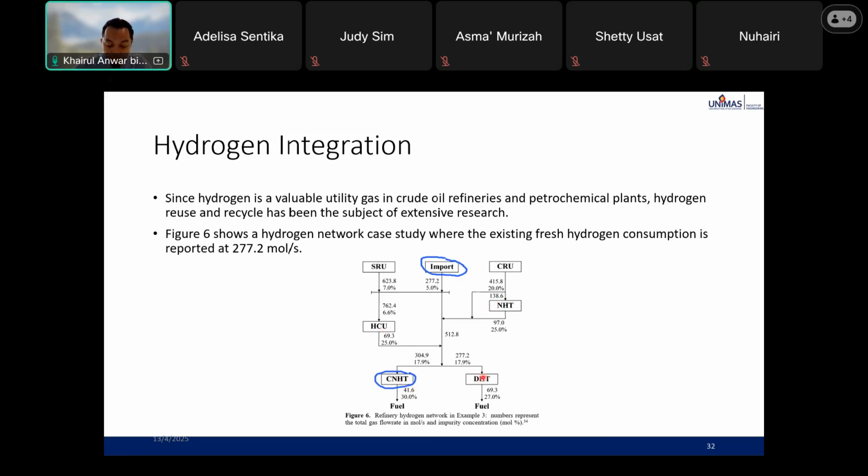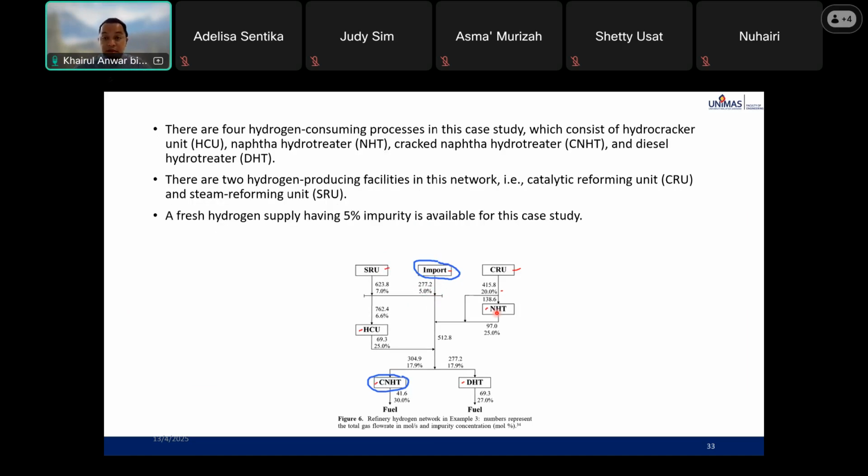There are 2 hydrogen producing facilities in this network. We have a catalytic reforming unit, CRU, and the steam reforming unit, SRU. So the import here, meaning the fresh hydrogen gas, is at 5% purity, which is impressive. It's a pure hydrogen gas. These are the internal hydrogen sources for the network, and their use is to be maximized before considering the purchase of hydrogen because hydrogen is expensive.